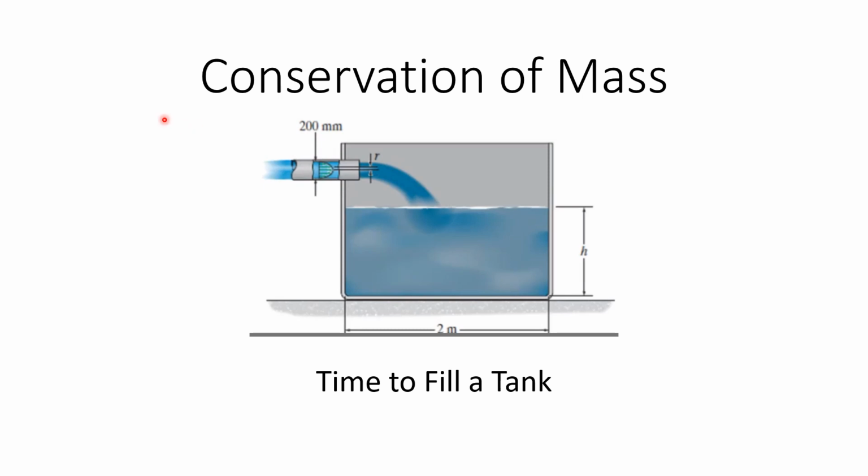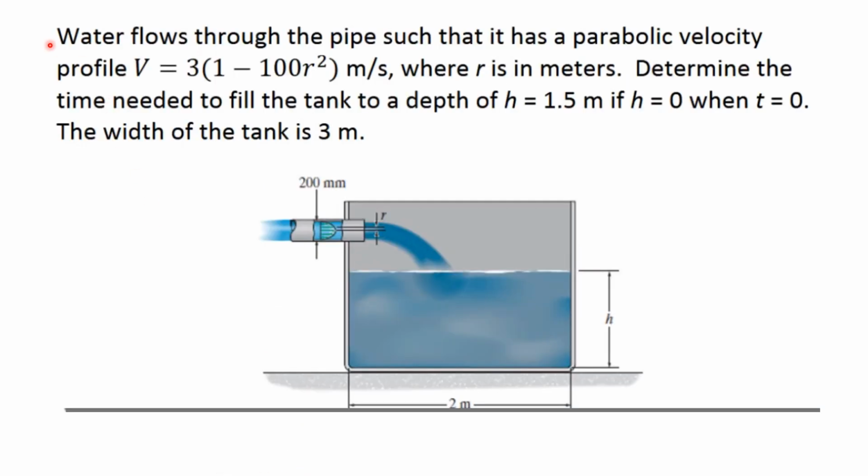Let's take a look at applying the conservation of mass to a particular problem. In this example, water flows through the pipe such that it has a parabolic velocity profile given by the following equation. R is the radius of the circular pipe. V is the velocity in meters per second.